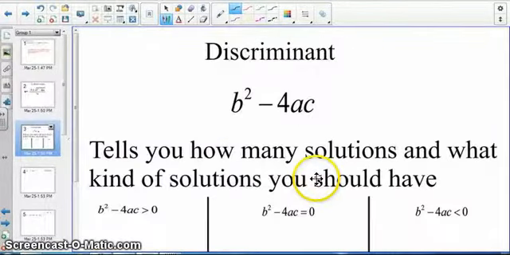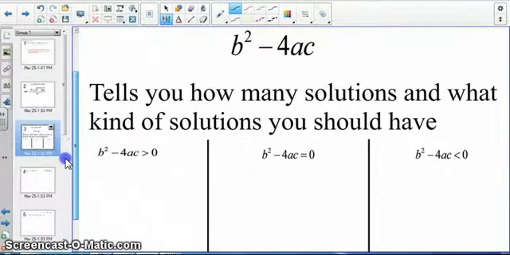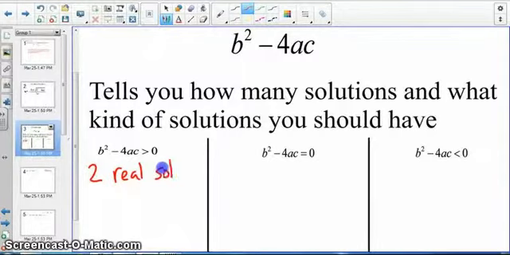Now that number, b squared minus 4ac, the number underneath the radical, has a special name. It is called the discriminant. The discriminant tells us how many solutions we'll have and what kind of solutions we will have. So for instance, if b squared minus 4ac is greater than 0, we will have two real solutions.